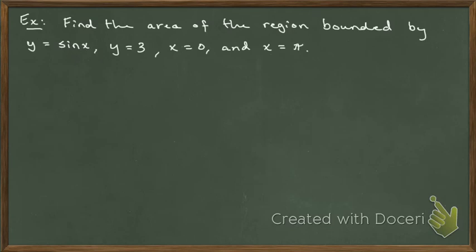Things are slightly different here. Find the area of the region bounded by sine of x, I like trig here, y equals 3, x equals 0, and x equals pi. So I've kind of explicitly given 4 different pieces that should make up my region here.